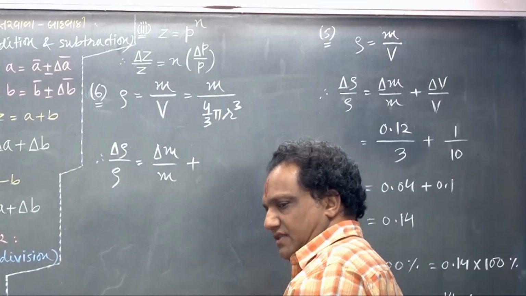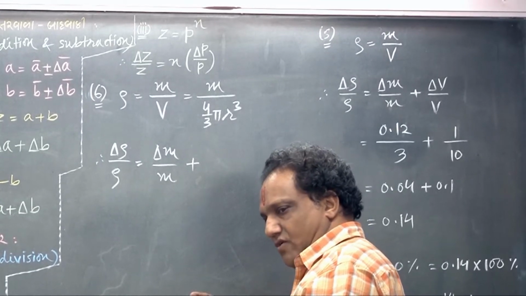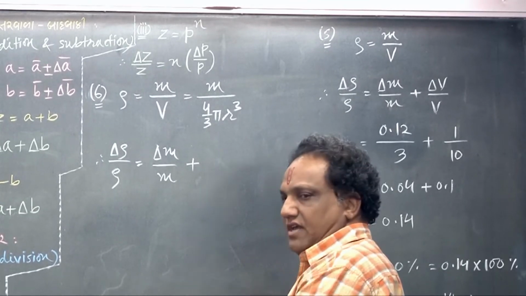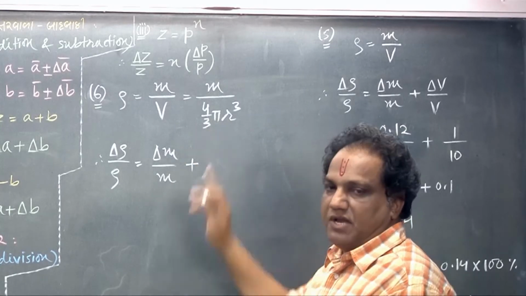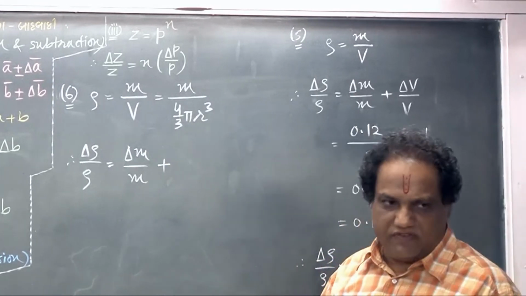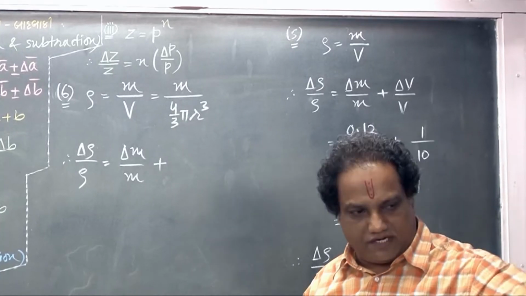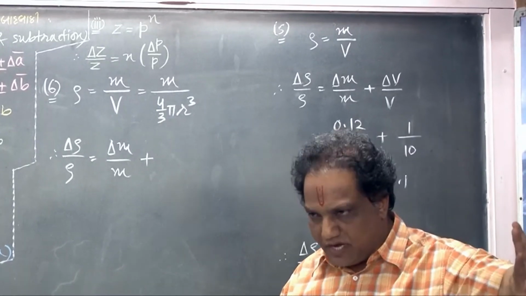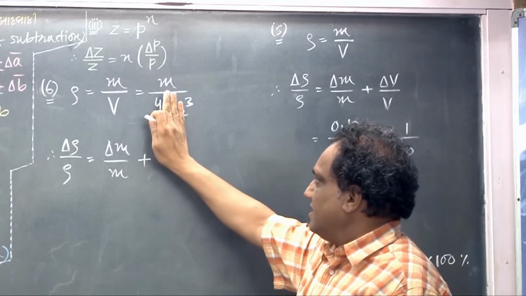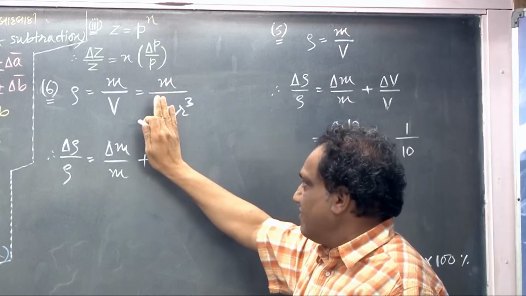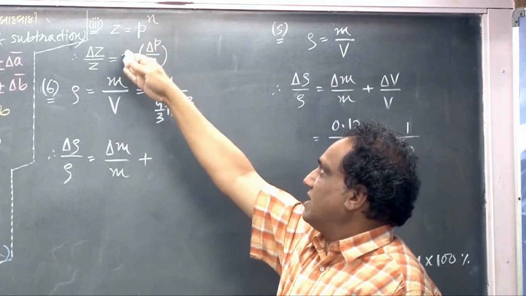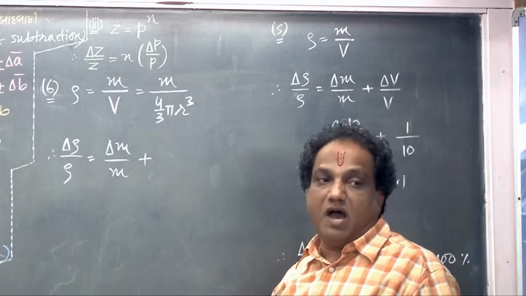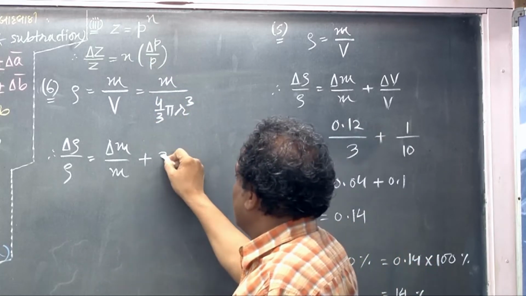Remember, we are finding these errors for measurement of physical quantity. 4/3 pi is a numerical number, not a physical quantity. So just discard it. You just feel that it is not there. It makes no difference. Then you go for this power term. For power term, the power will become multiplied, 3 times.